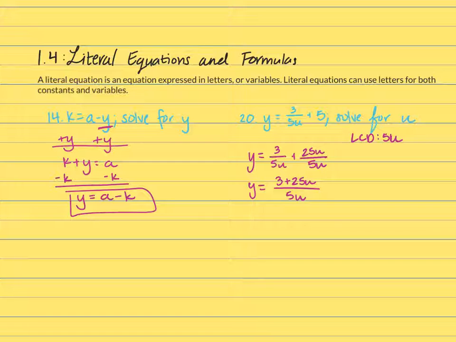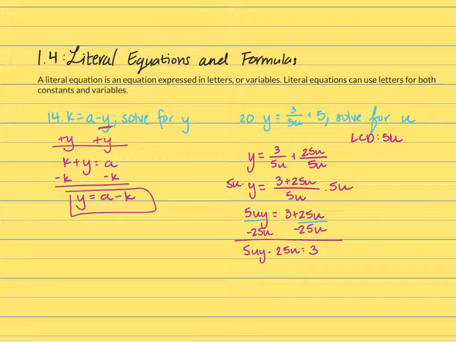And then I'm going to multiply both sides by 5u. So now I have 5uy equals 3 plus 25u. I want everything with a u on the left side of the equal sign, everything without a u on the right side. So there are two items with u's, that's 5uy and 25u. So I'm going to subtract 25u from both sides. And I get 5uy minus 25u equals 3.